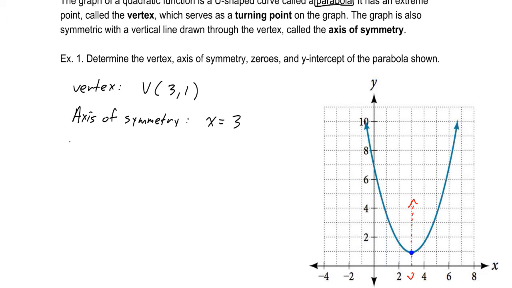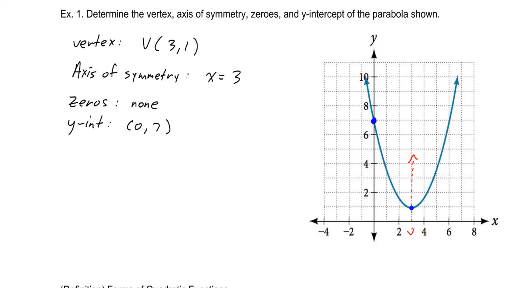Our zeros, which are our solutions, well, this function actually never crosses the x-axis, so there are none. There are no zeros. And the y-intercept appears to be this point right here, 0, 7. And that is everything it looks like that we can gather from that graph.